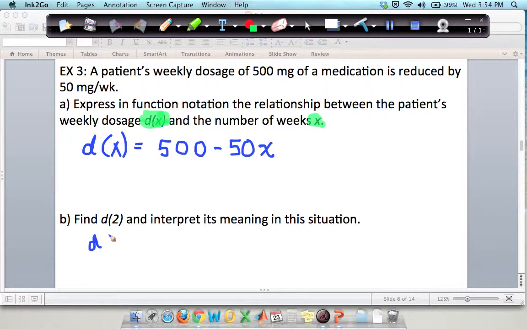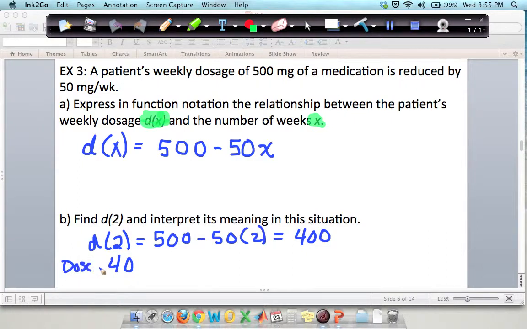B says find d of 2 and interpret its meaning. So d of 2 just means plug in 2 for x and simplify. This would be 500 minus 100, which is 400. And to interpret its meaning, what this means is that 2 stands for the number of weeks, and 400 is your dosage. So we had a dose of 400 milligrams in week 2.